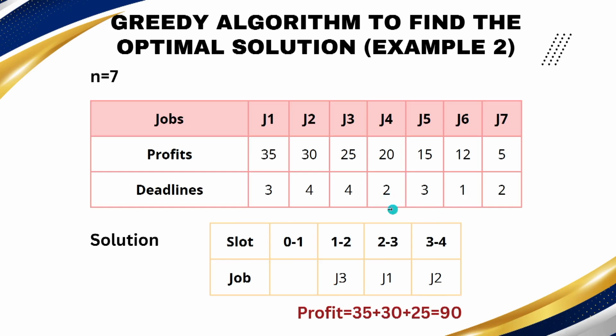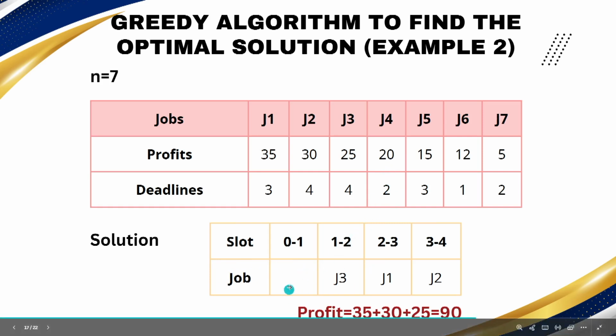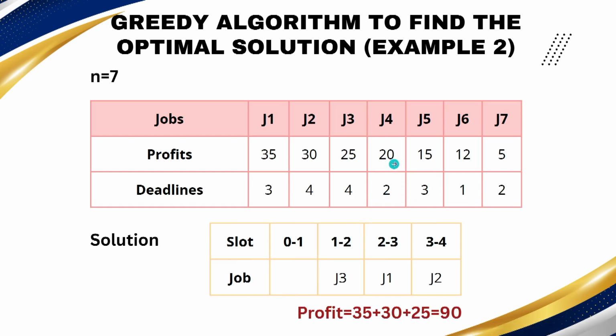And now we move to the next job, which is job 4. Its deadline is 2 o'clock, and we look for any of the free slots before 2 o'clock. We have 1 slot left, and so we allot the slot between 0 to 1 for job 4. So, our profit would then become 90 plus 20, which is 110.